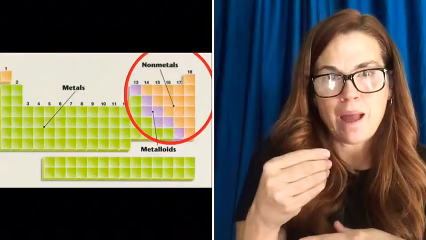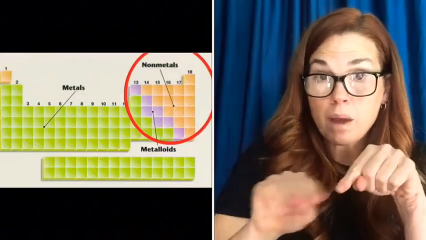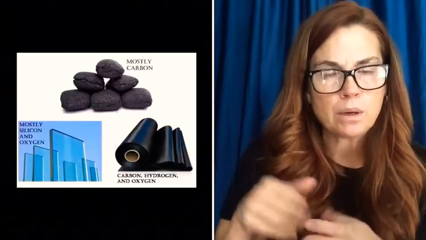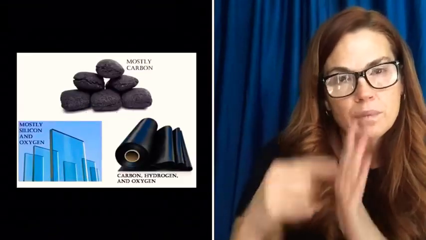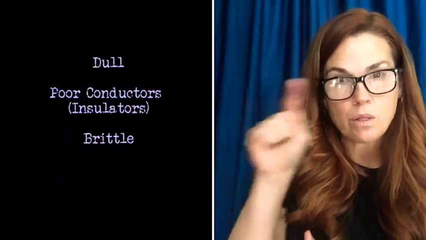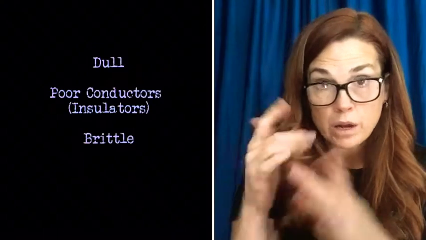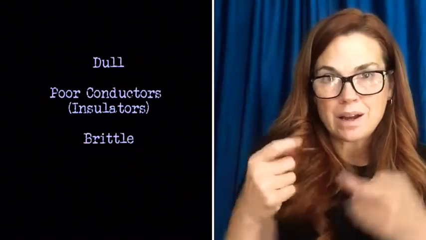Nonmetals are to the right of the zigzag line on the periodic table, and they share some really important physical properties too. Some examples of nonmetals are carbon, hydrogen, and oxygen. These elements make things that are dull, do not conduct electricity well, meaning that they are good insulators, and are brittle. Now let's take some time to guess whether materials are metals or nonmetals based on their properties.